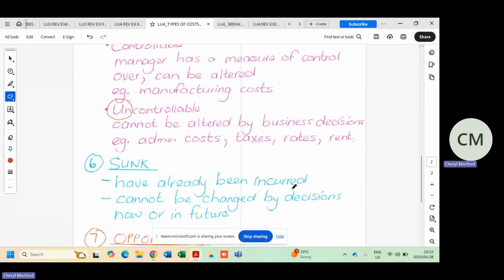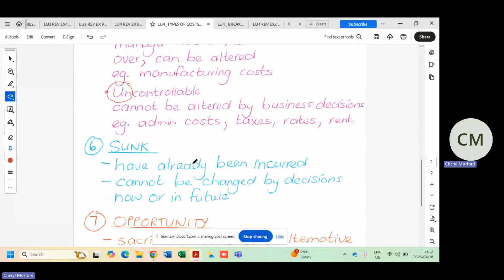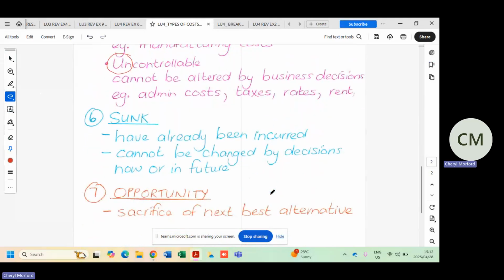Then, two more kinds. What then is a sunk cost? Right. So it is one that has already been incurred. So it is a past or a historical cost. So any decision that you make now or in the future will not have any bearing on this particular kind of cost. Finally, we have opportunity cost, once again referring back to economics, the sacrifice of the next best alternative whenever a choice is made.